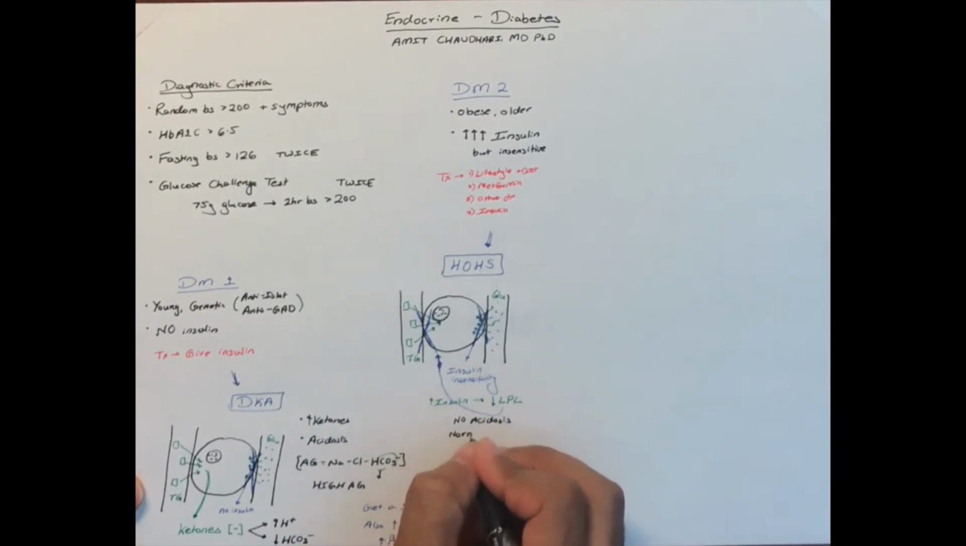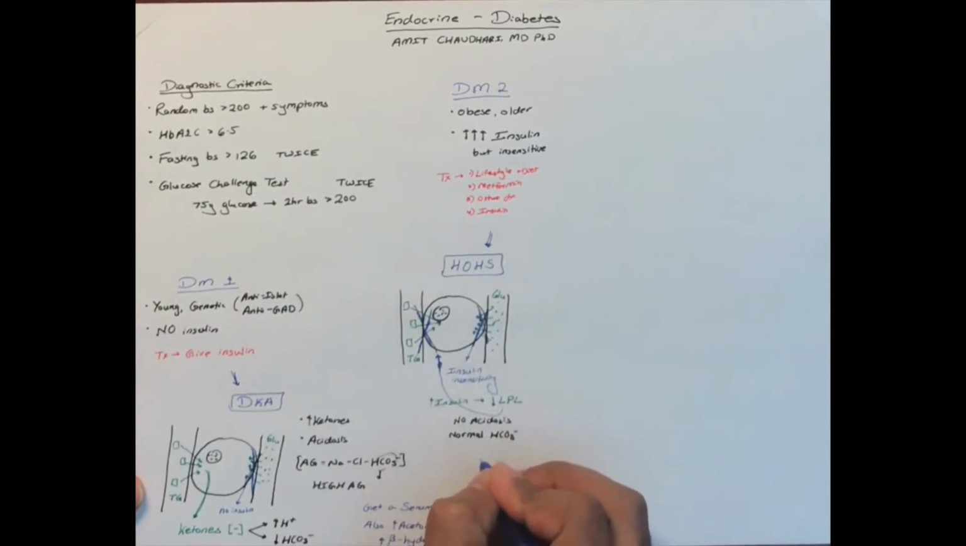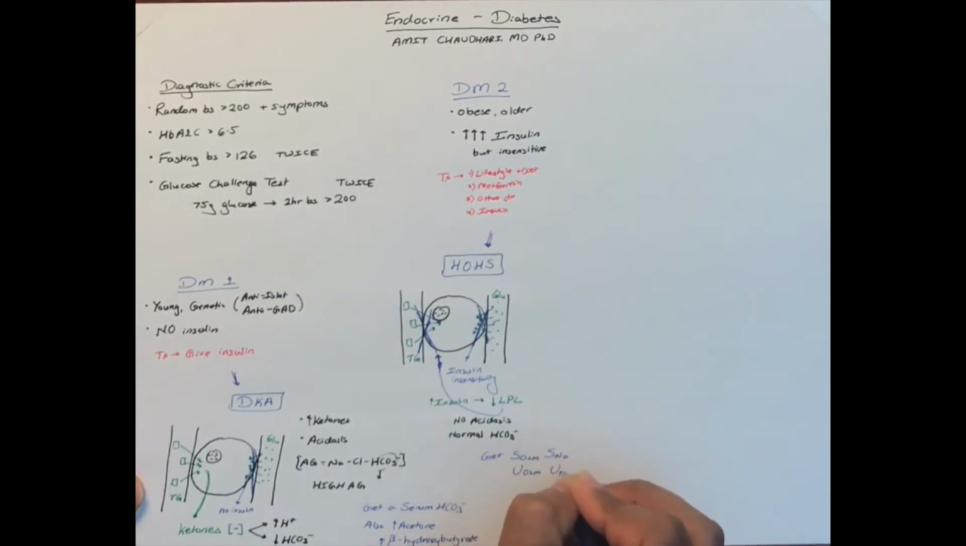And there is a normal bicarb because it doesn't have to do this balancing of the ketones because there are no ketones. Okay? So what would you do if you predict that somebody is in HOHS? You would get a serum osmolality, a serum sodium, you can get a urine osm and a urine sodium.